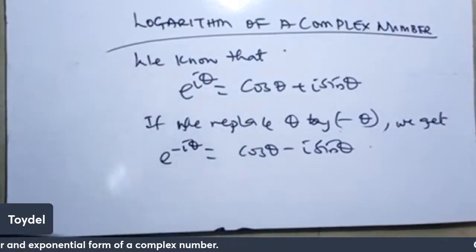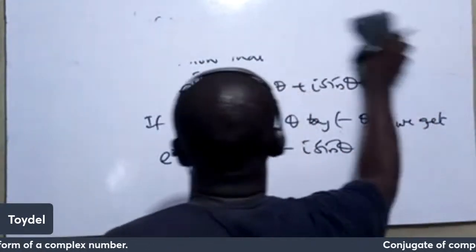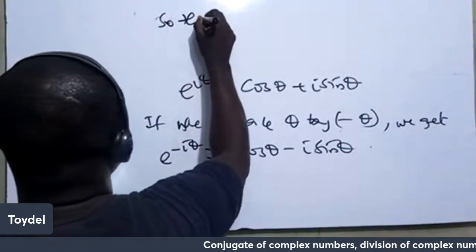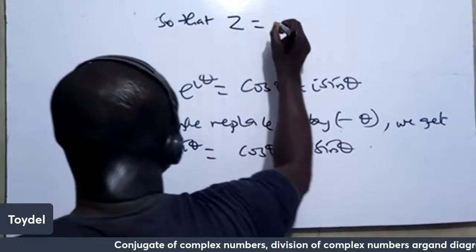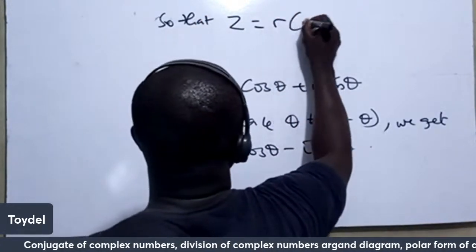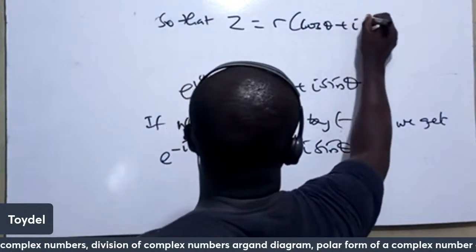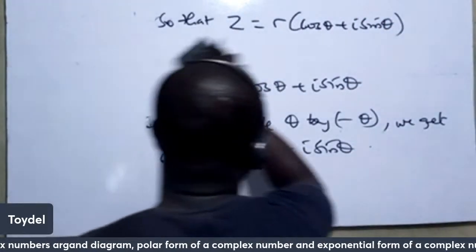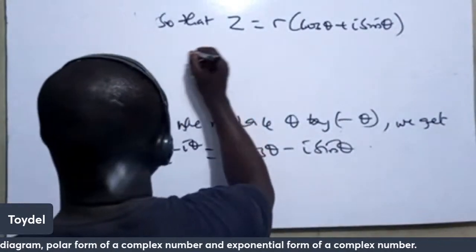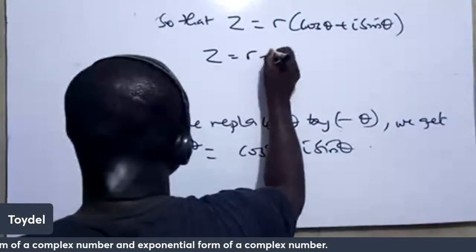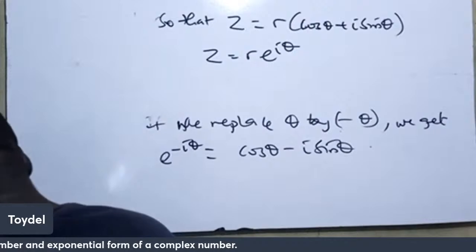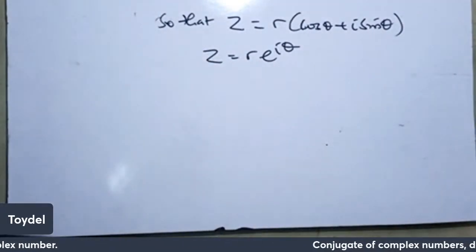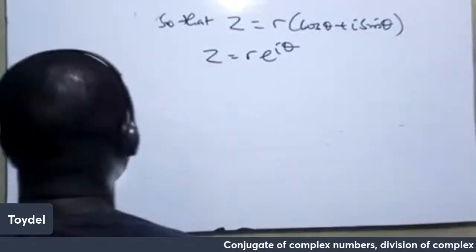So where are we driving at? Our z in polar form is r(cos θ + i sin θ). That's the z in polar form. In exponential form, z is equal to r e^(iθ). That's the exponential form of z, the complex number.